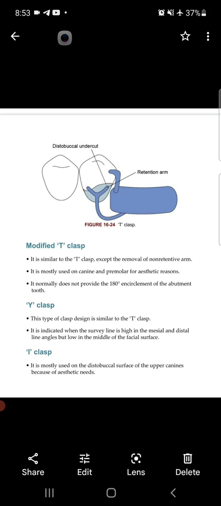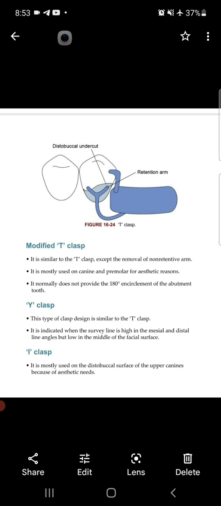Now come to the modified T clasp. It is the same as the T clasp, but the one thing is that the non-retentive undercut is absent here. Only the retentive arm will be present. Meaning there will be no non-retentive arm, only the retentive arm. Modified T clasp is similar to the T clasp except for the removal of the non-retentive arm.